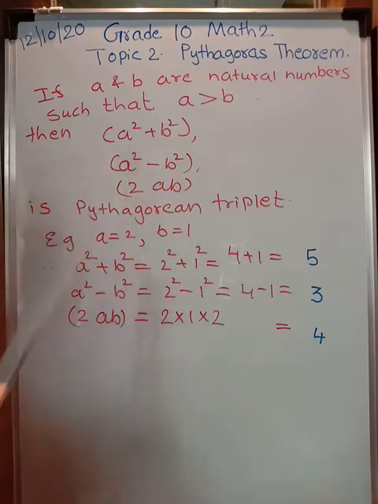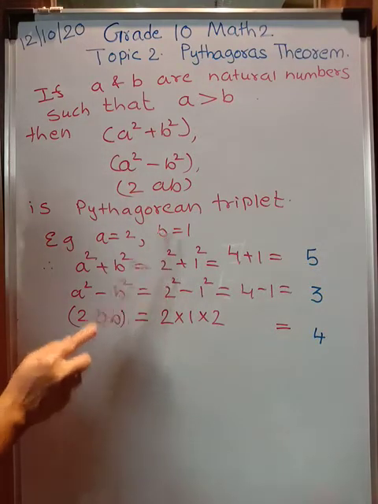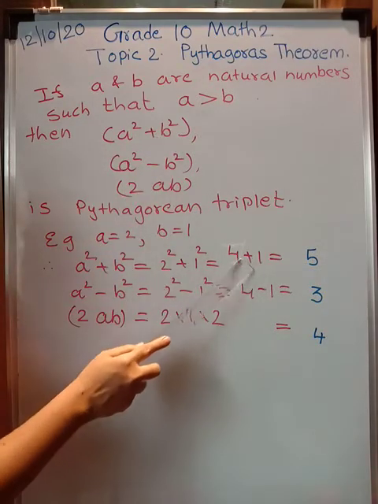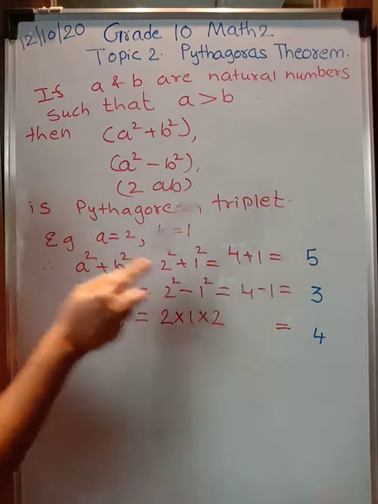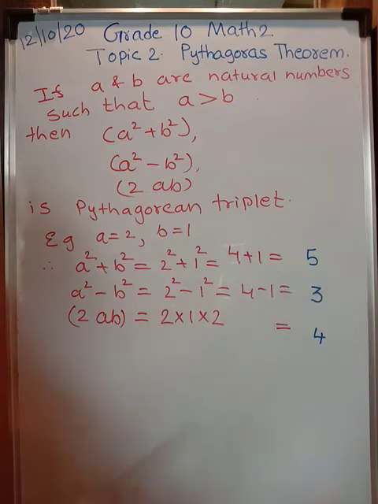A is 2. So, 2 square is what? 4. See, 2 square plus 1 square. So, 4 plus 1, 5. I got one number. Now, A square minus B square. So, again 4 minus 1. That will give you 3.